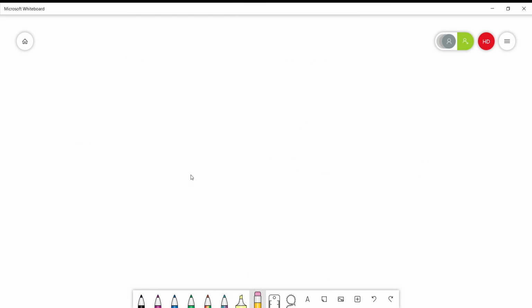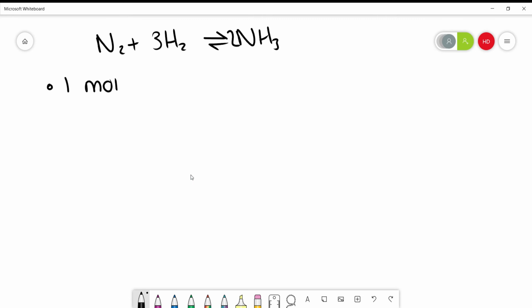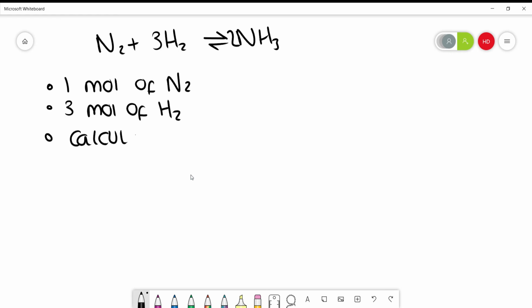So let's talk about the Haber process. So quickly write it out again. N2 plus 3H2 gives you 2NH3. So a scientist, let's say he puts in 1 mole of nitrogen, 3 moles of H2, and he wants to calculate Kc. He wants to calculate the equilibrium constant.